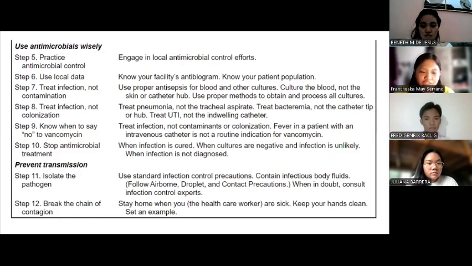Next is break the chain of contagion. Stay at home when you are the health worker. Stay at home if sick ka. And always practice proper hygiene, keep your hands clean, and mag-mask, and be an example to others.